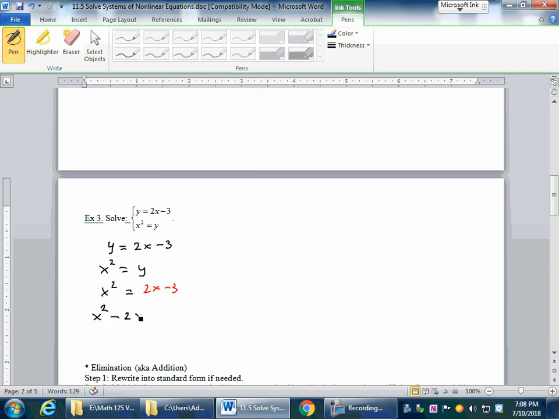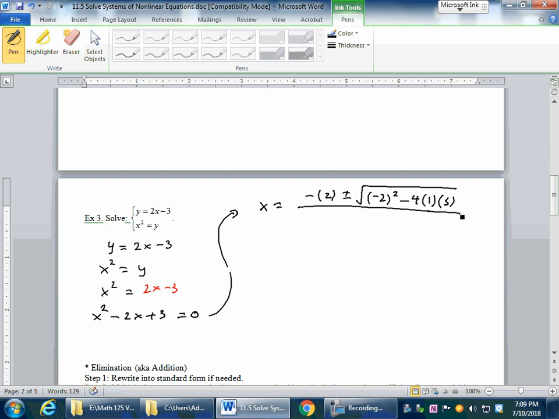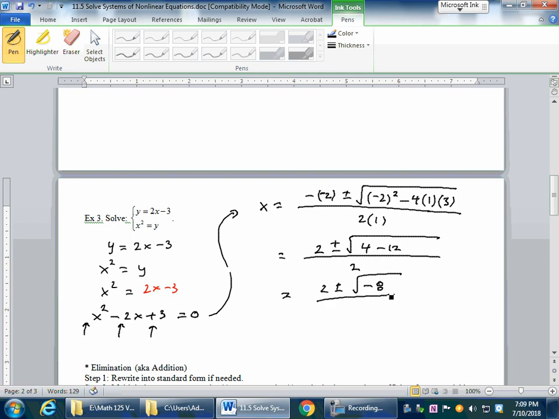So x squared minus 2x plus 3 equal to 0. And this is not factorable, so we're going to use the quadratic formula. Right? x is equal to minus b plus or minus square root of b squared minus 4 times a times c, all over 2a. Remember, those a, b, c are coming from these values right here. So this gives me, I forgot my negative sign right there, so negative and negative become positive 2, plus or minus square root of 4 minus 12, over 2. That will be 2 plus or minus square root of negative 8, over 2.